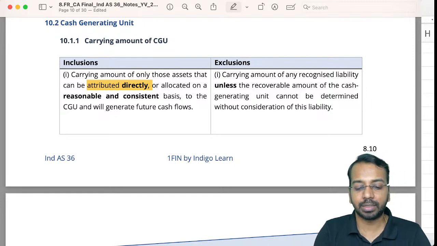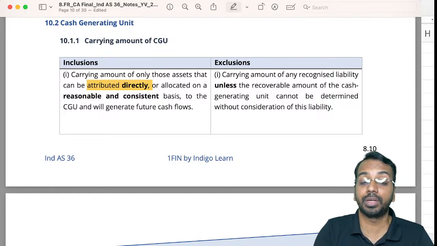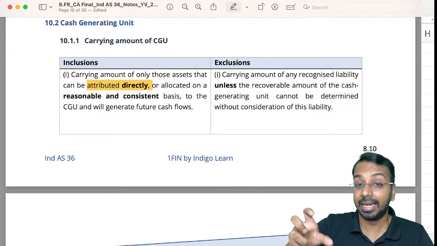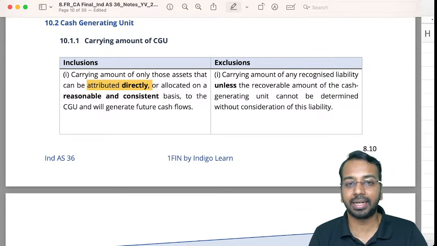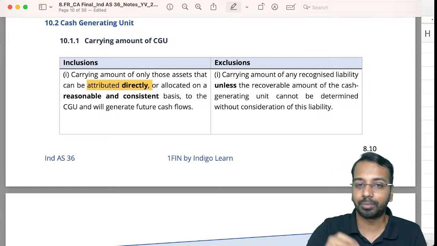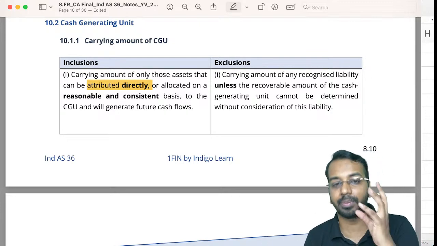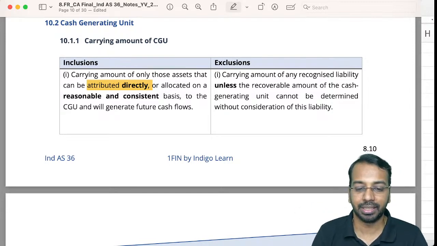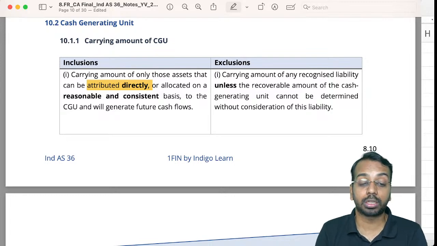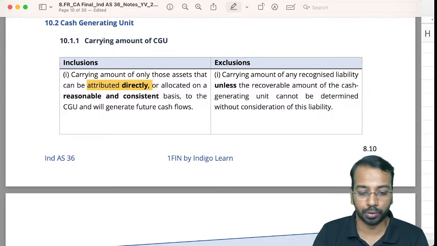Now, when would that be a case? For example, when would be a case that I need to consider a liability? Let us say there is a decommissioning related liability. Now the decommissioning related liability is linked to my property, plant and equipment. So I will take the property, plant and equipment. I will also take up the decommissioning related liability, right? So that is how you have to understand what to include, what not to include.